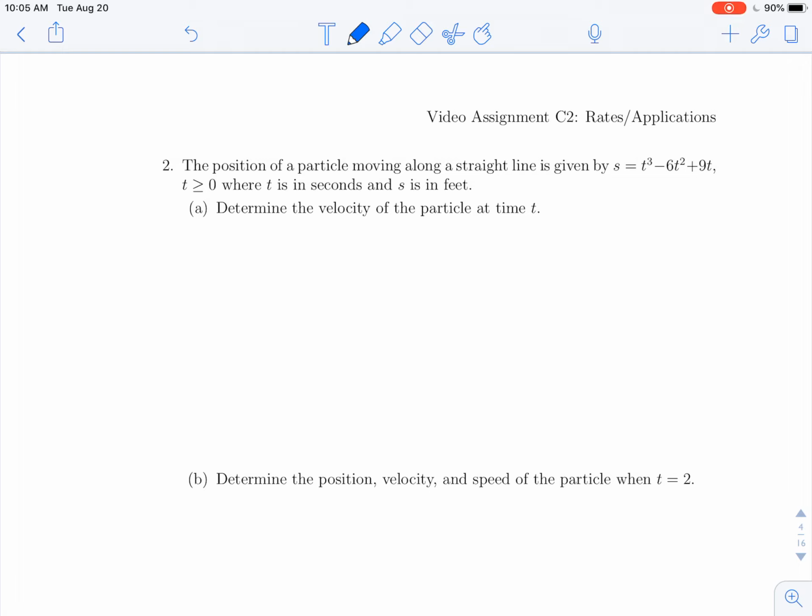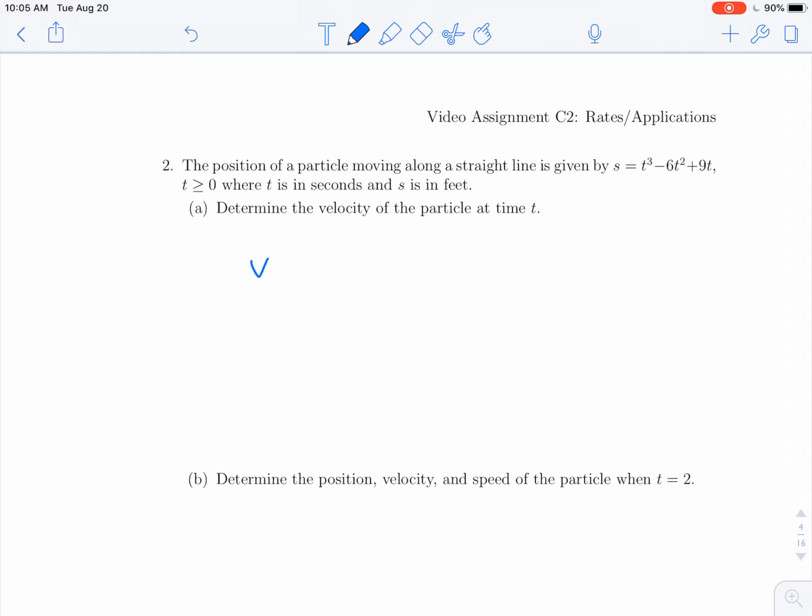Guided exercise number 2. The position of a particle moving along a straight line is given by s equals t cubed minus 6t squared plus 9t, where t is greater than or equal to 0, t is in seconds and s is in feet. Part A says determine the velocity of the particle at time t.